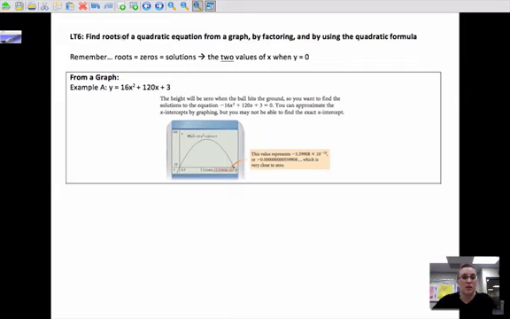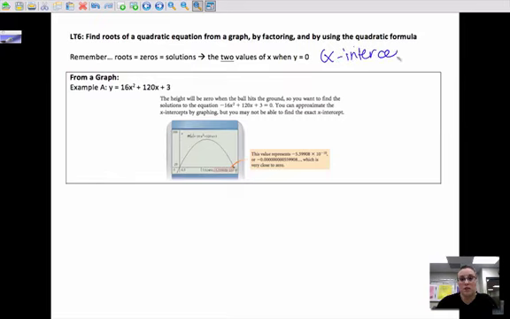Okay, this learning target is about finding roots of a quadratic equation. And I wanted to remind you that when I say roots, that's the same thing as saying zeros or solutions to a quadratic equation. Those three words are synonymous. And these are two values of x when y equals 0. So what we're looking for is the x-intercepts.